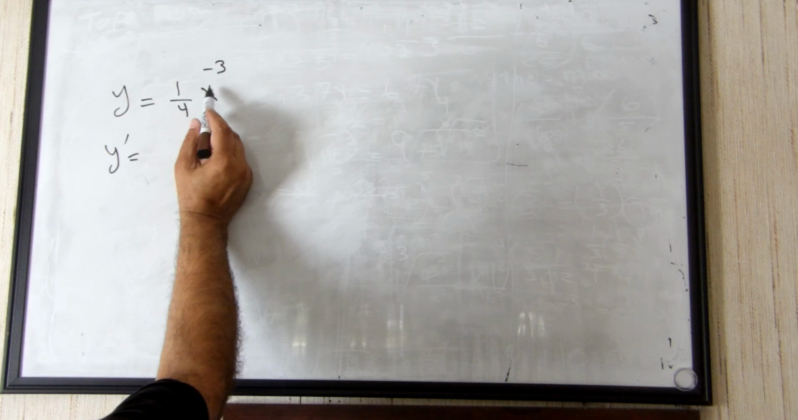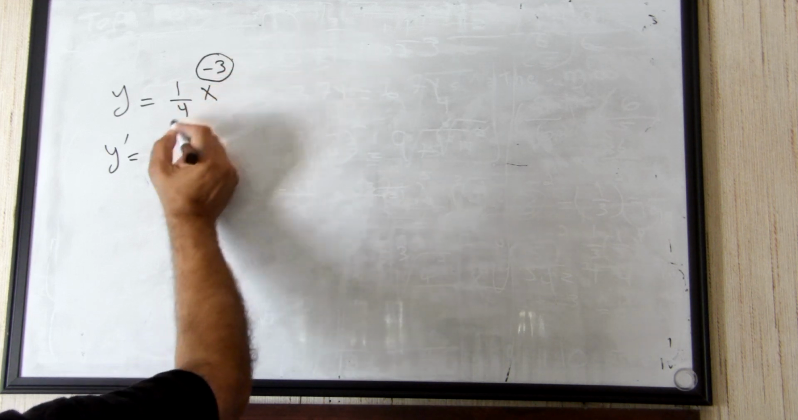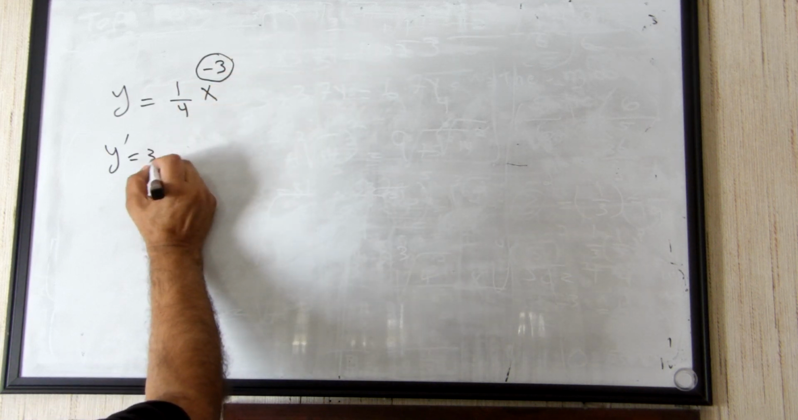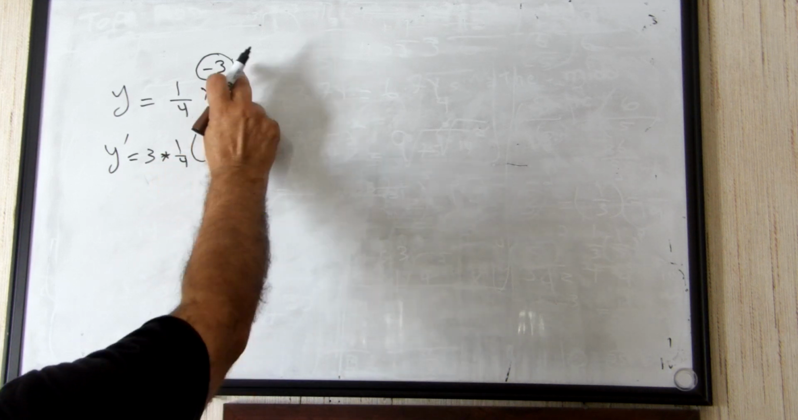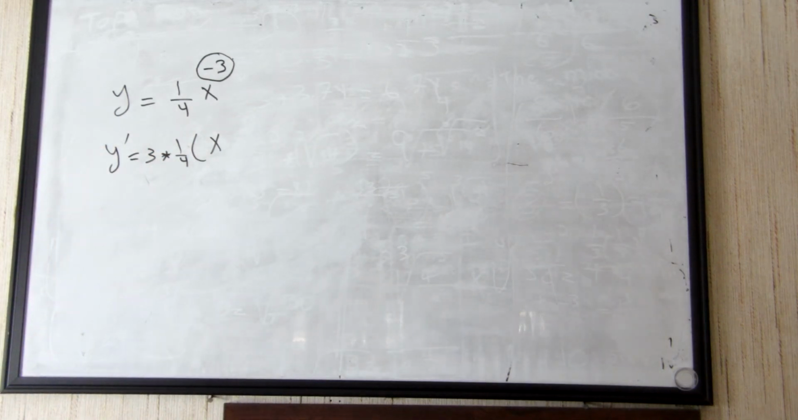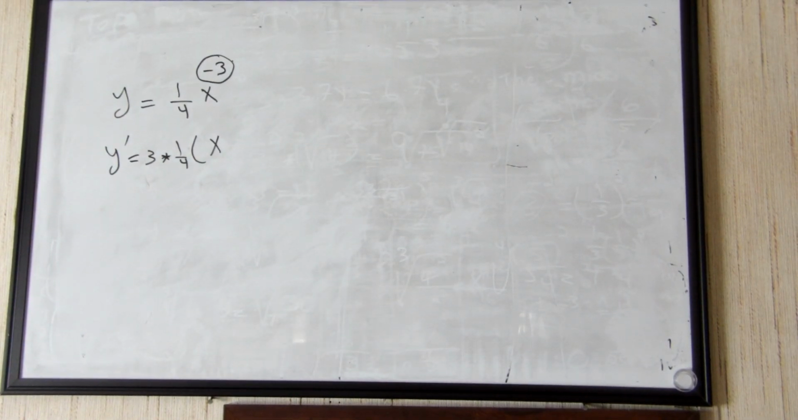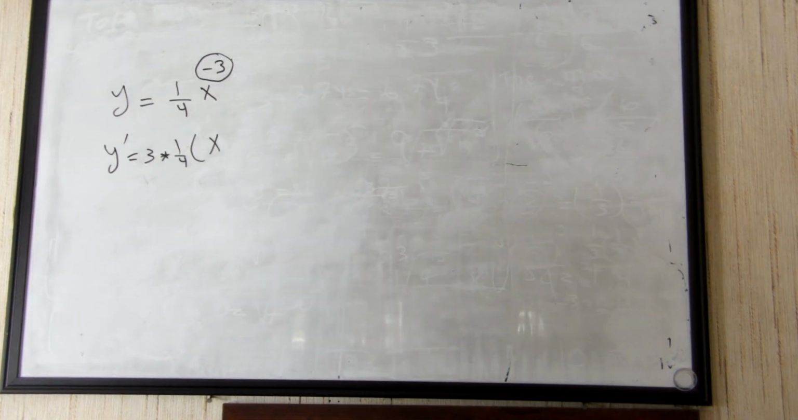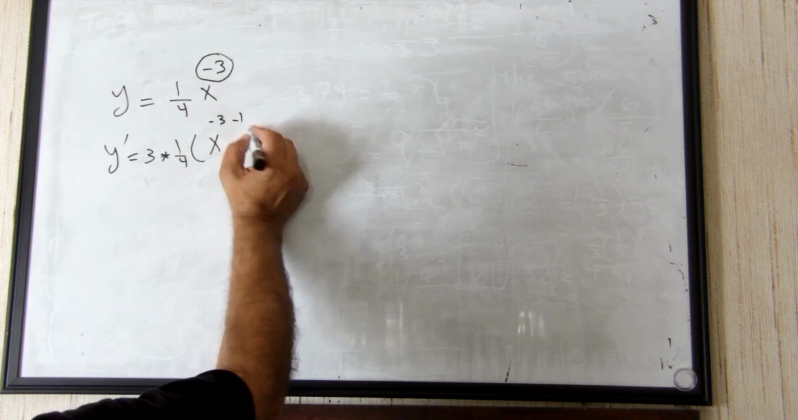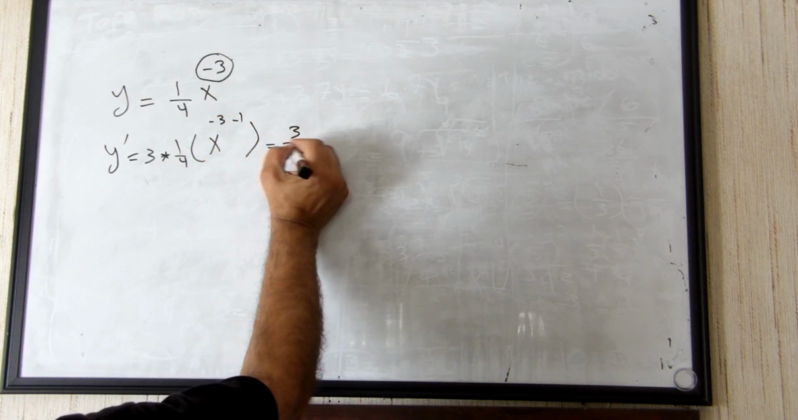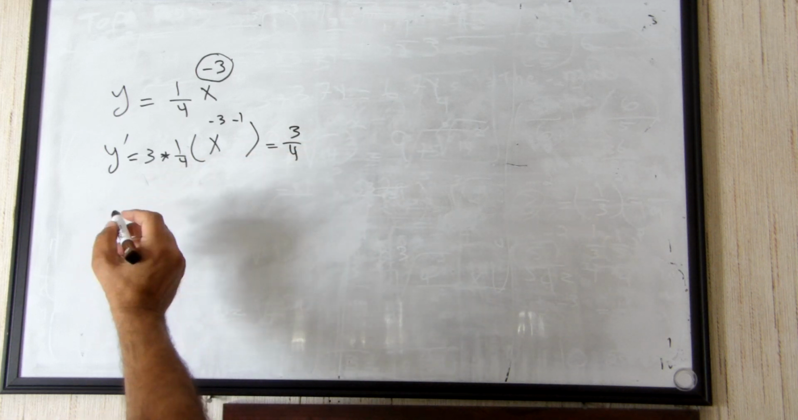What happens is that the exponent is going to be multiplied by the coefficient. It's going to come up front in multiplication with 1 over 4, and whatever the exponent is, you subtract 1 from it. I mean, actually, you added minus 1 to it. So what you do is you say minus 3 minus 1. So it's going to be 3 over 4. But remember the multiplication?